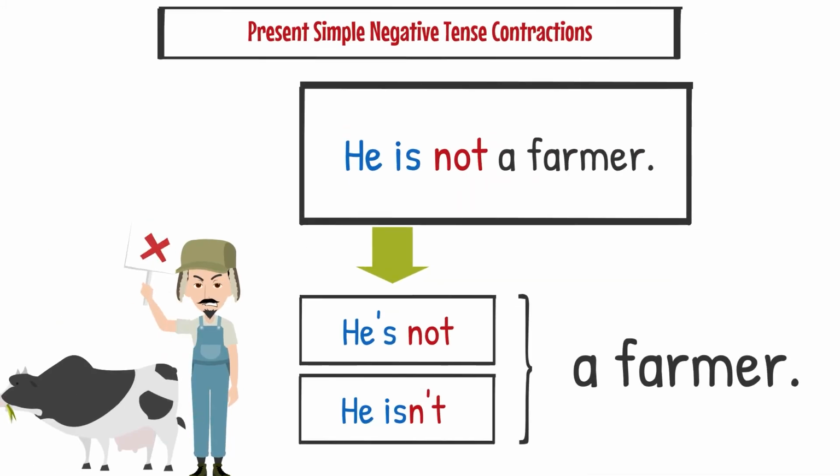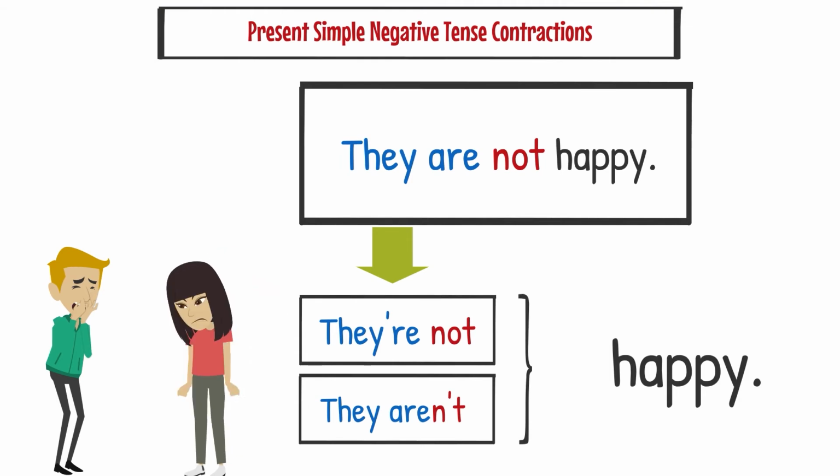He is not a farmer. He's not a farmer. He isn't a farmer. They are not happy. They're not happy. They aren't happy.